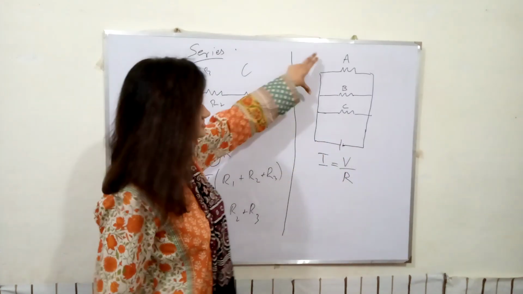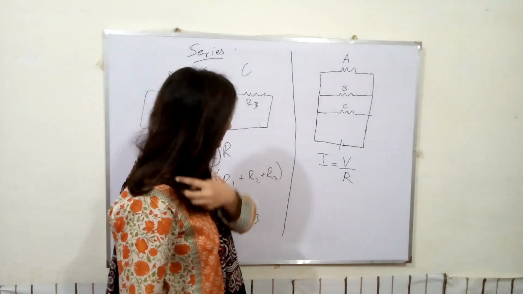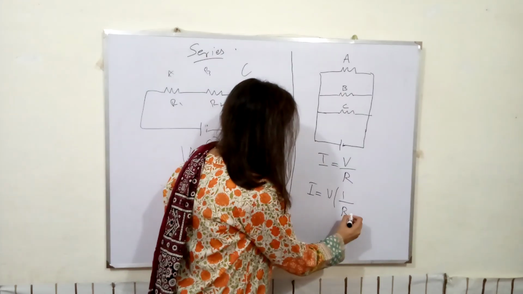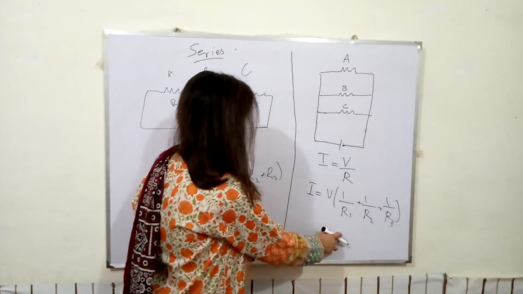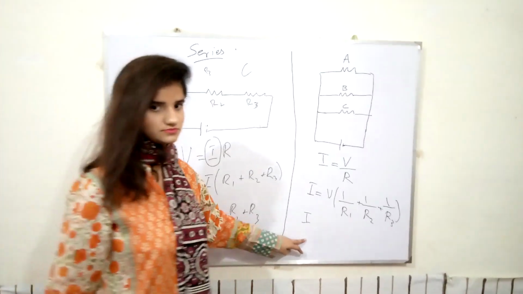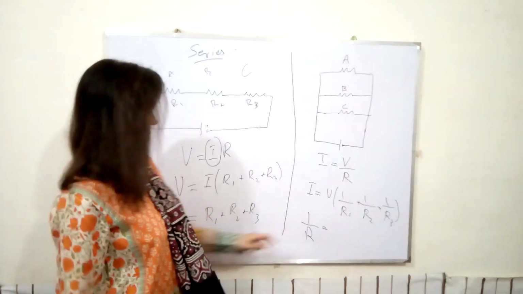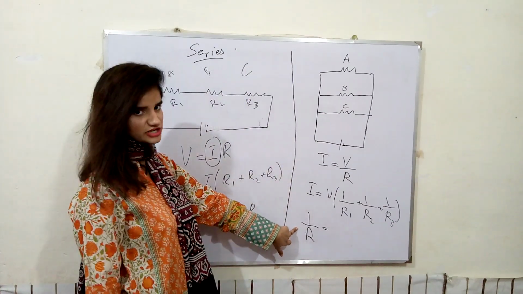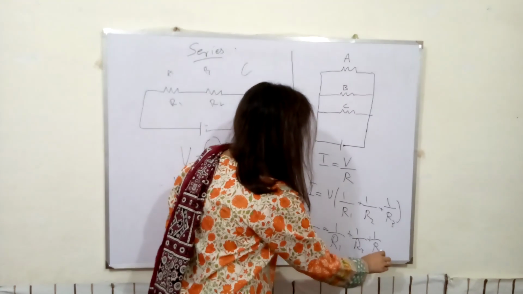In this parallel pattern, potential difference, which is denoted by V, would be the same, while current is different. So it can be identified by, while V is the same, it would be like this: 1 over R1 plus 1 over R2 plus 1 over R3. Where 1 over R is reciprocal to equivalent resistance. Here was equivalent resistance in series pattern, while in parallel pattern the reciprocal of equivalent resistance can be given by 1 over R1 plus 1 over R2 plus 1 over R3.